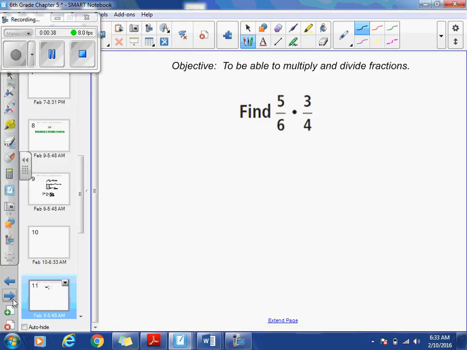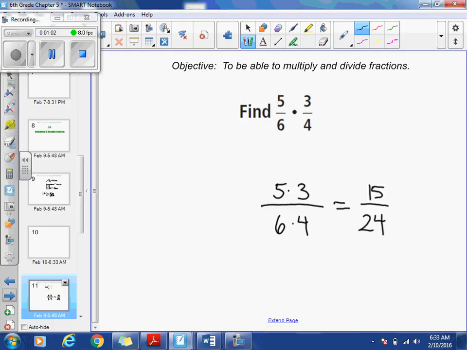Okay, so when you multiply fractions, you're going to multiply the numerators, 5 times 3, and you're going to multiply your denominators, 6 times 4. All right, now 5 times 3 is 15, and 6 times 4 is 24.